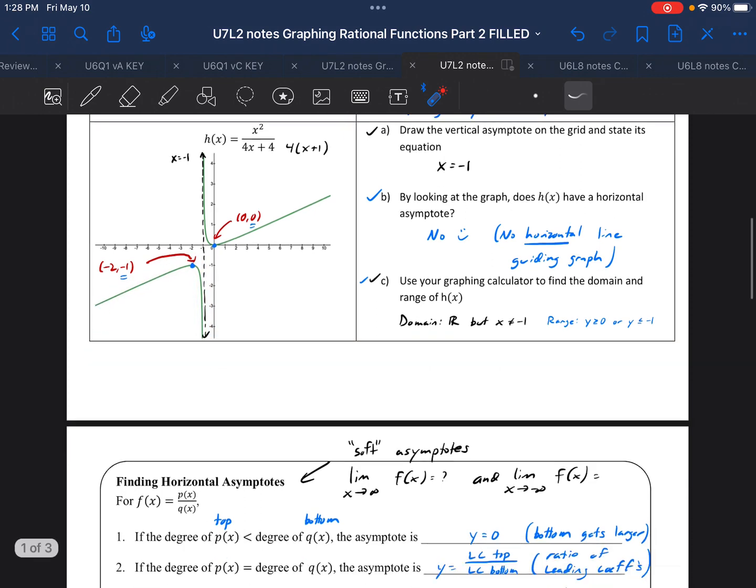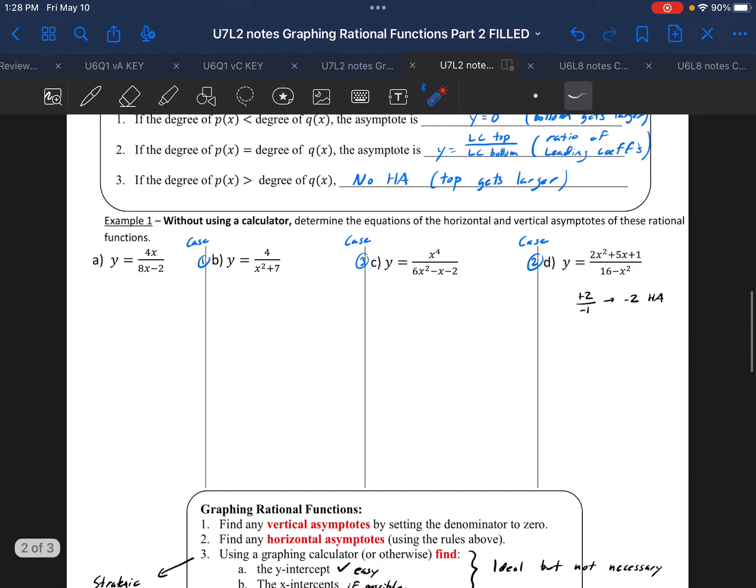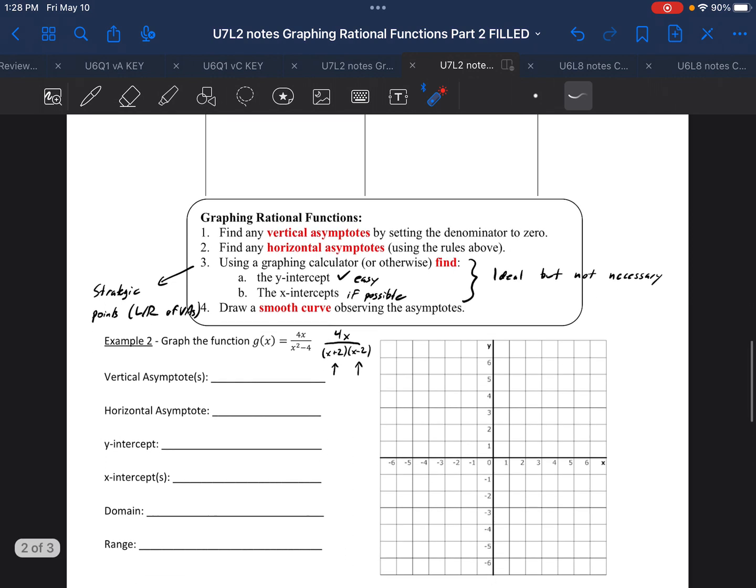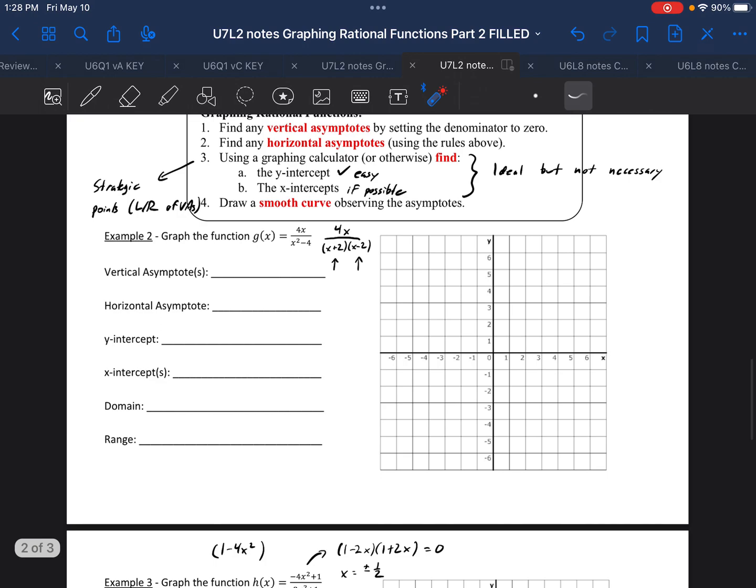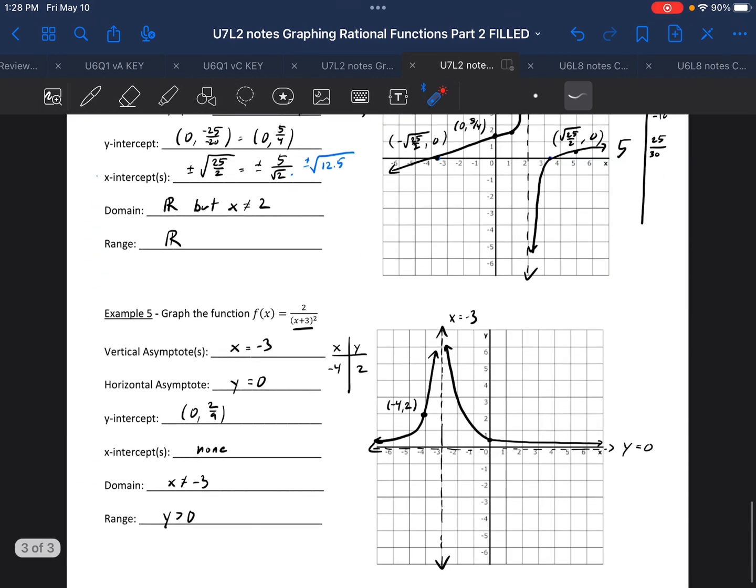Okay, so I'm going to stop the video there. We've already discussed this, so in the next video I'll come back and we'll look at example 1. We'll go through the process of how to graph a rational function. I think we'll go through this example together, and then I'll just talk through these examples. All right, so see you on the next one.